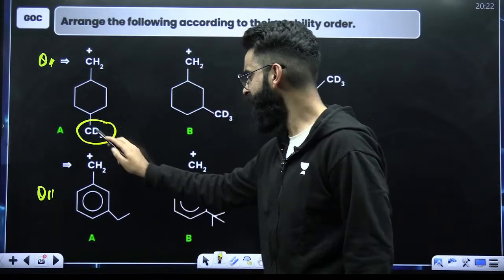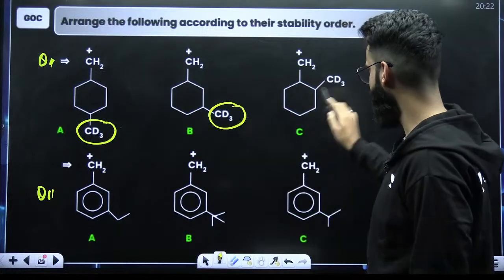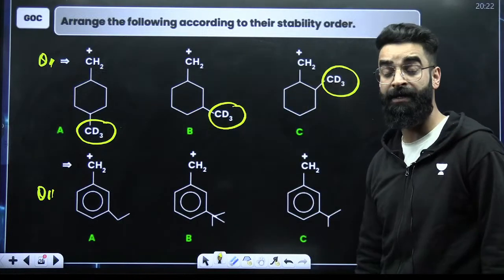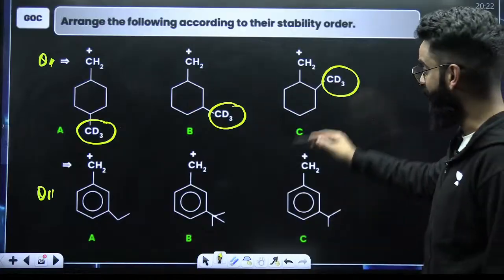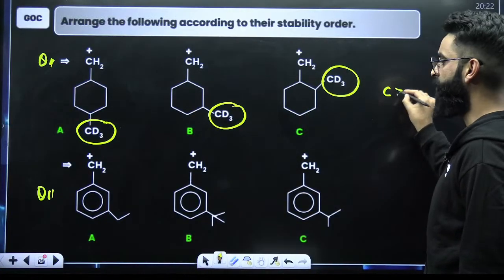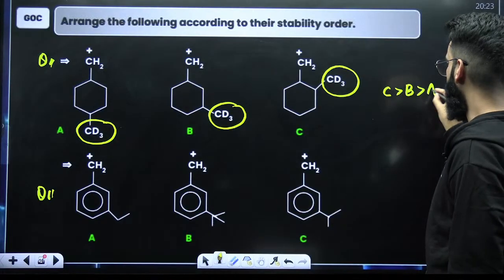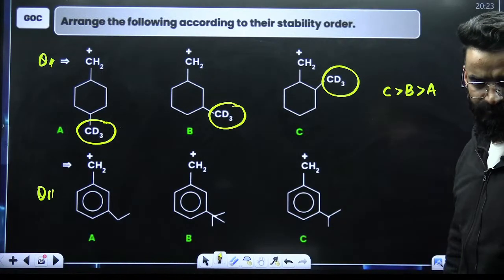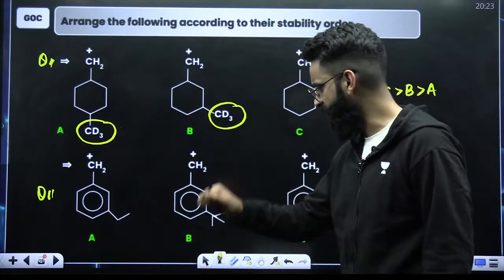This is electron donating. Electron donating groups stabilize the carbocation. Here the electron donating group is closer to the positive charge. So I would say C would be maximum stable, followed by B, followed by A. This is going to be the order. Correct?